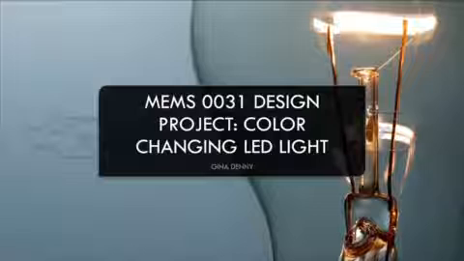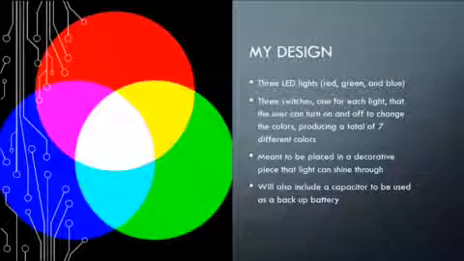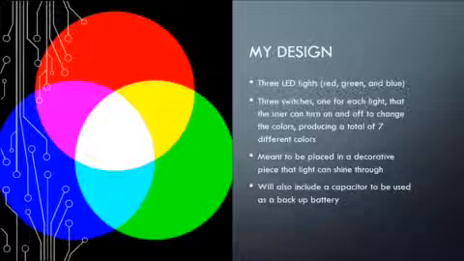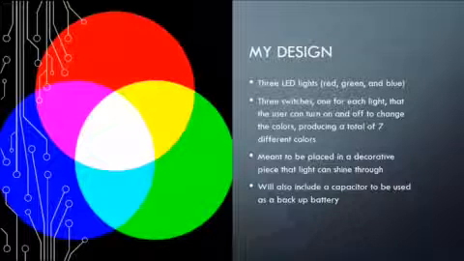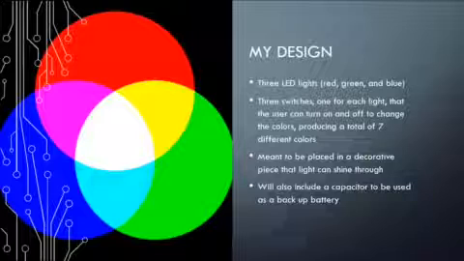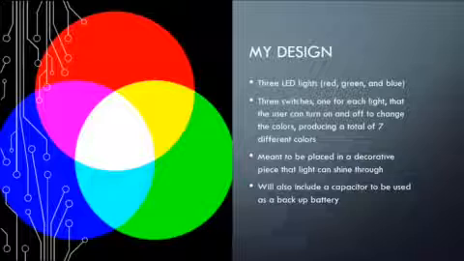For my project, I will be designing a color-changing LED light. My design will consist of 3 LED lights, a red, a green, and a blue light. Using 3 different switches, the lights can be turned on and off to create a total of 7 different colors. This circuit is intended to be placed in a decorative piece that light can shine through. It will also include a capacitor that can be used as a backup battery.